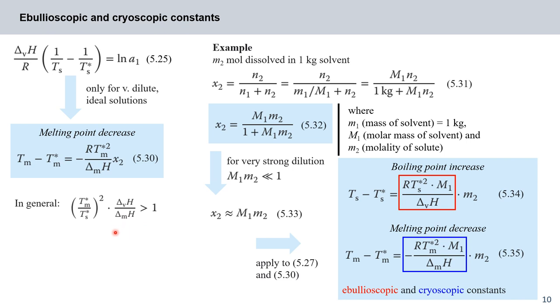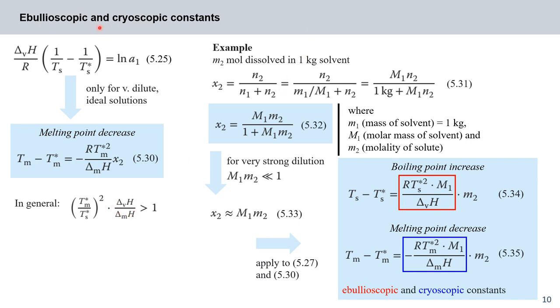So for solutions of the same concentration, the absolute melting point depression is larger than the absolute boiling point increase. People realized this relationship and, for ease of calculation, put it into so-called ebullioscopic constants and cryoscopic constants, which you will find in the literature and in tables. Ebullioscopic comes from the Latin ebullire, to boil, and cryoscopic from the Greek for to freeze. These constants are essentially the quotient of the limit value of the boiling point increase or melting point decrease, extrapolated to infinite dilution, and the molality of the solution.